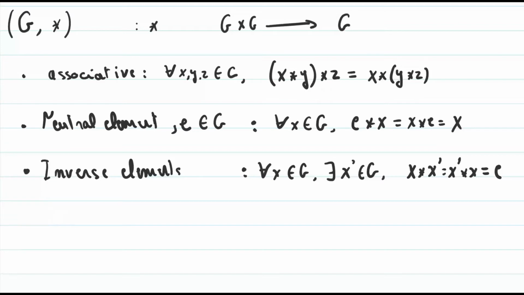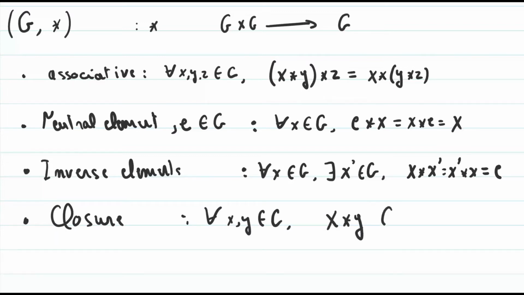One other property, I said it at the beginning, but I'll write it down. It's the closure property, which says that if I take any x and y in G, combined together they should give again an element of G. It shouldn't be something undefined or something outside G or whatever. It's a well-defined operation, a well-defined application from this set to G.